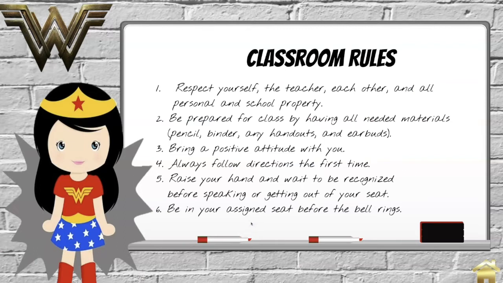Classroom rules. Number 1, respect yourself, the teacher, each other, and all personal and school property. Number 2, be prepared for class by having all needed materials, pencil, binder, any handouts, and earbuds. Number 3, bring a positive attitude with you. You cannot learn when you have a negative attitude. Number 4, always follow directions the first time. Number 5, raise your hand and wait to be recognized before speaking or getting out of your seat. Number 6, be in your assigned seat before the bell rings.